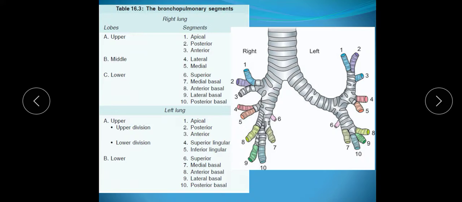These are superior, medial basal, then anterior basal, then lateral basal, and lastly the posterior basal. These are the 10 bronchopulmonary segments in each lung, that is, the right and the left lung.